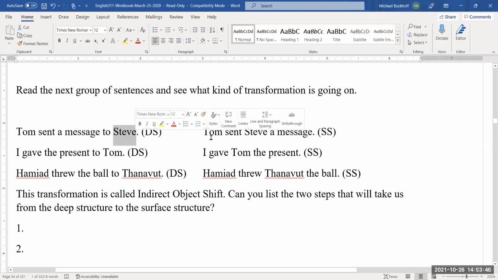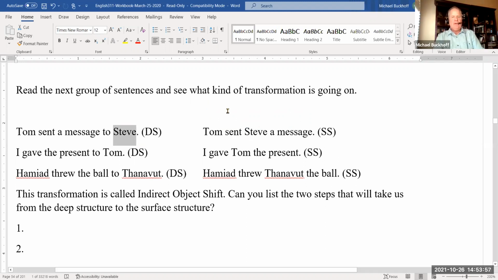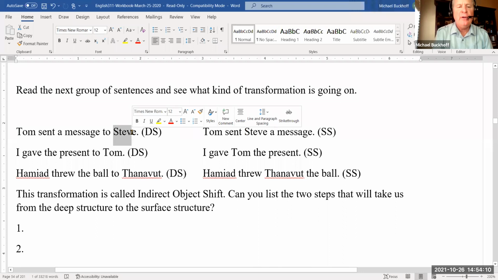We moved towards the front of the sentence, not necessarily to the front, but towards. We're putting the word Steve directly after the verb, right? You see how Steve goes right after the verb in the second one? Tom sent Steve. Tom sent a message to Steve, right? So this is what's called an object of a preposition. It's the object of a preposition because it comes after to. To is a preposition. Remember, you can go to the cloud.